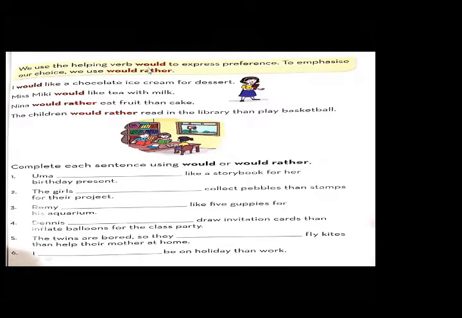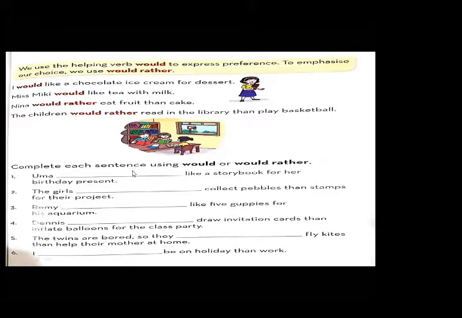Would is used to express your preference, it just points out your likeness or dislikeness. But to compare your choices, we use would rather. It means, what do you like more than anything else? Like, I would rather like to teach in a school than college. Okay, now I am solving example number 1 for you.